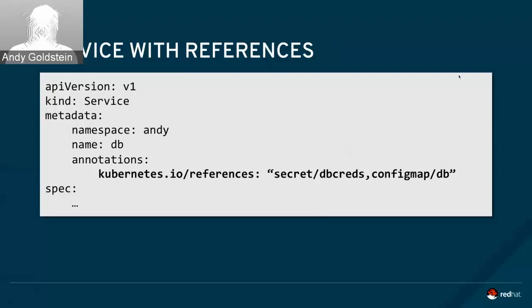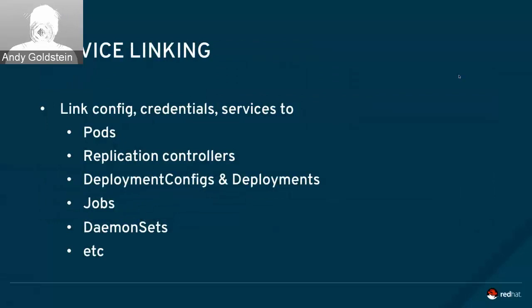kubernetes.io/references annotations. And by itself, this doesn't really do much, but what we can do is service linking. So I mentioned before that environment variables are automatically injected for all of the services that exist at the time that the pod is created. And that's something that we are probably going to deprecate so that you have to be more explicit in which services a given pod depends on.